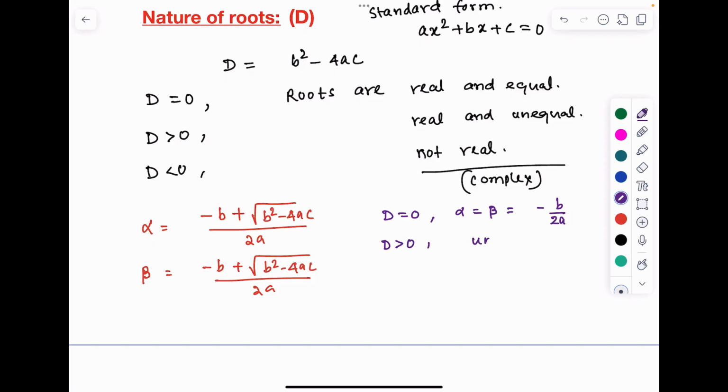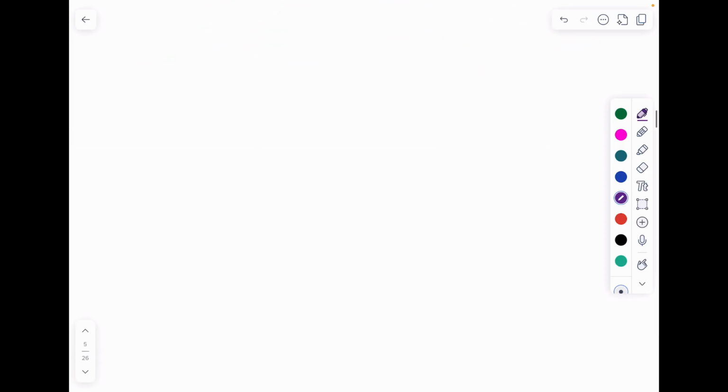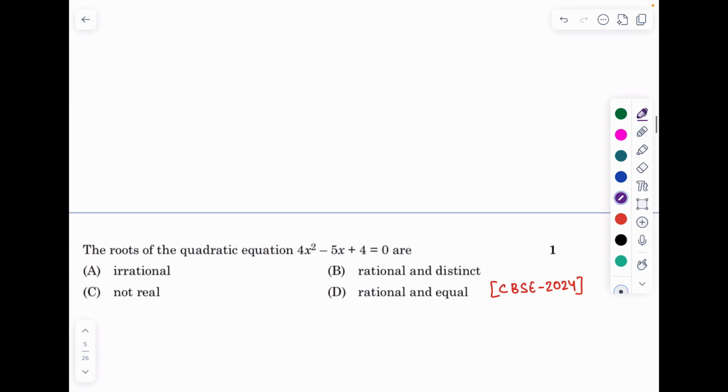If D is greater than 0, then it is unequal. If D is less than 0, you see D is less than 0 means b square minus 4ac is less than 0, and square root of less than 0 means negative number, which is not real. The square root of a negative number is not real.